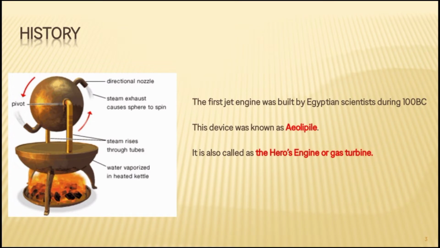History of jet propulsion. The first jet engine was built by Egyptian scientists during 100 BC. This device was known as Aeolipile. It is also called the Hero's engine or gas turbine.